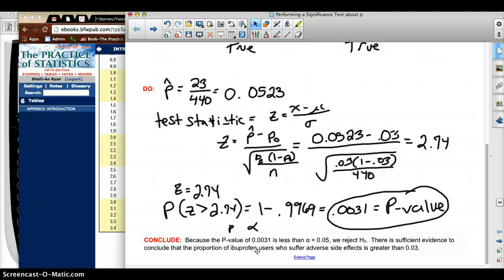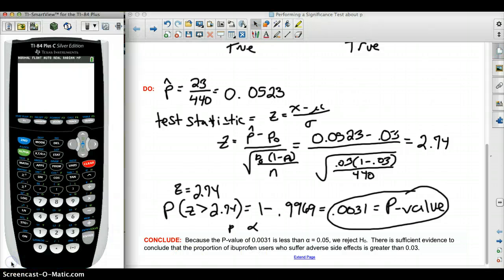That's what we're always trying to determine: do we reject it or do we fail to reject it? You also want to include another statement in context for this problem. So there is sufficient evidence to conclude that the proportion of ibuprofen users who suffer adverse side effects is greater than 0.03. Now, you can also do this in the graphing calculator, but you need to be careful to explain exactly what you do in the calculator for that step. Otherwise, they won't give you full credit for the do piece of your test.